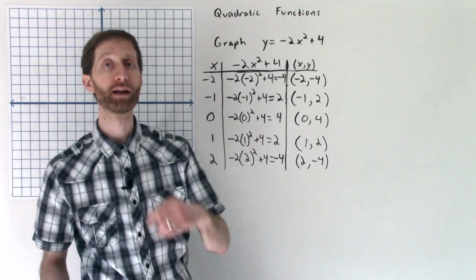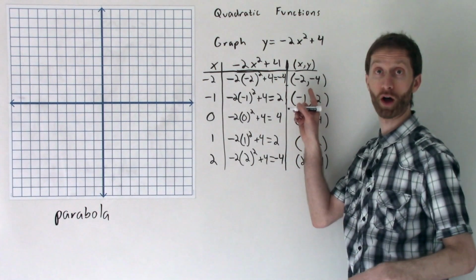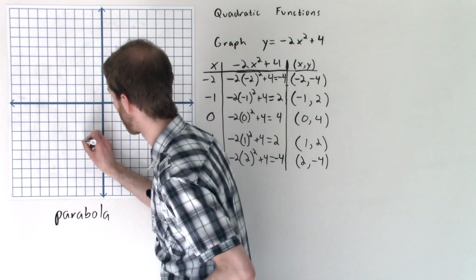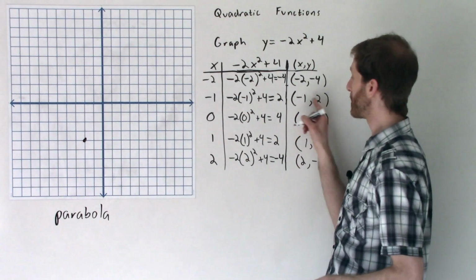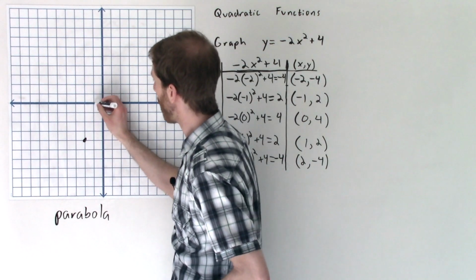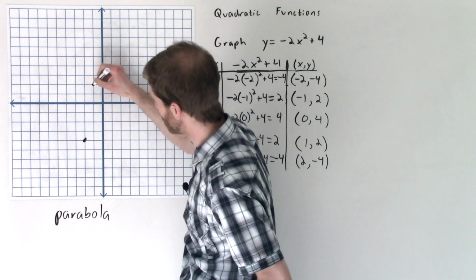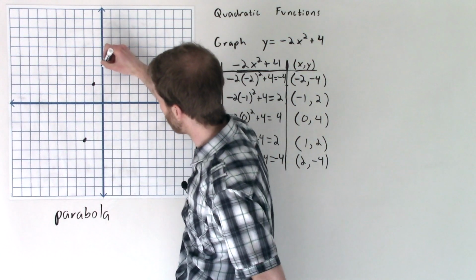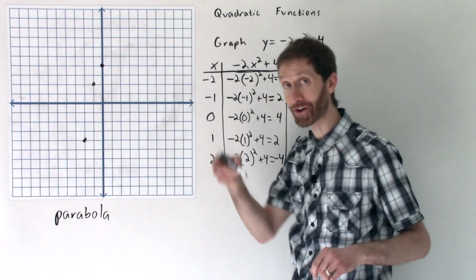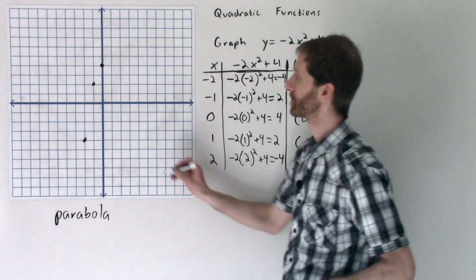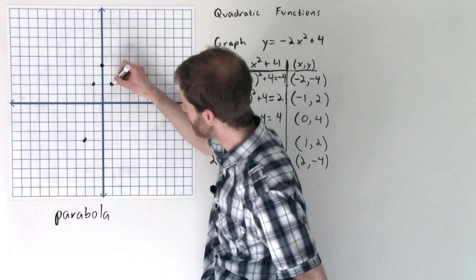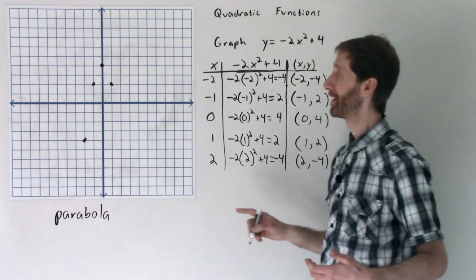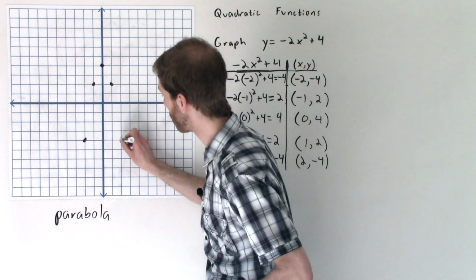So let's fire away. Negative 2, negative 4 is the first one I'm going to put on there. So negative 2, negative 4 is down here. Bam, there's a point. The point negative 1, 2: left 1, up 2. Ooh, pretty steep graph. The point 0, 4 is going to be up here. Awesome plotting of points. You see that curvature happening. 1, 2, so that's over 1, up 2. There's that symmetry. Beautiful. 2, negative 4 is going to be right 2, down 4.